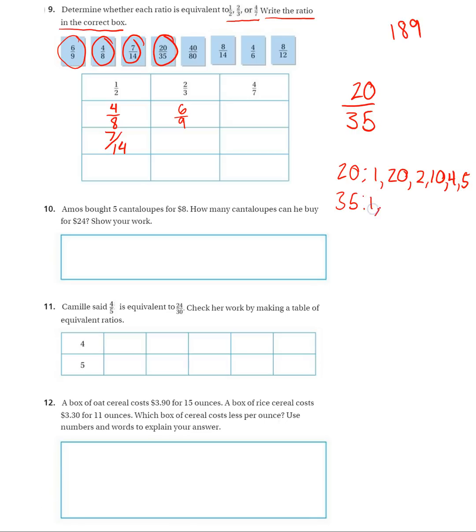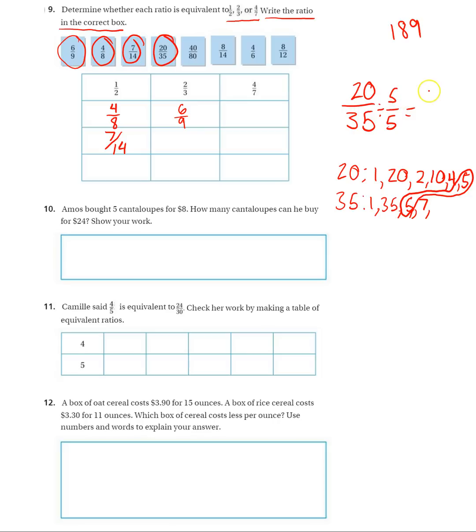To get 35, 1 times 35. 2 won't work, 3, 4 won't work, 5 will. 5 times 7? Okay, 8, 9, 10, 11, 12, 13, 14, 15. Yeah, looks like that's it. So, what's the biggest one they have in common? 5. So that tells me what I divide by.